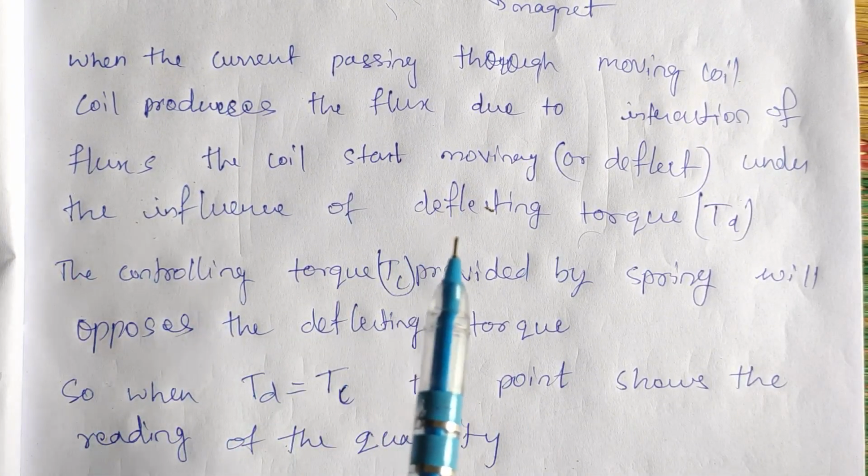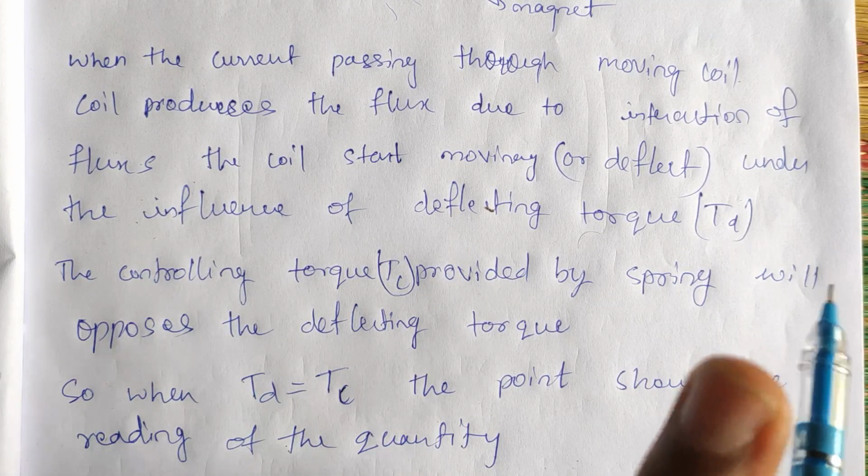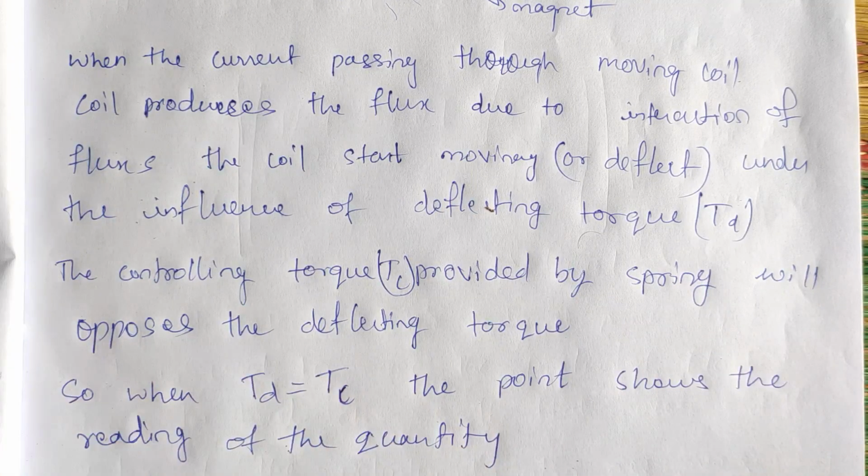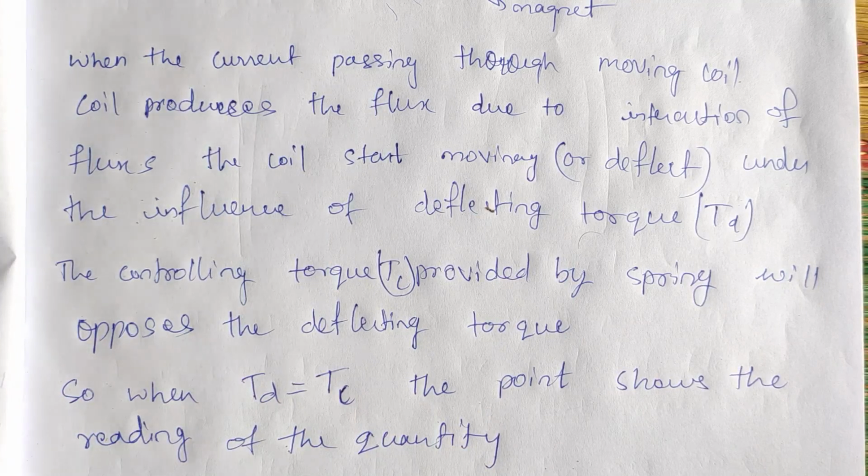Okay, this instrument. Today we have discussed two types. That is active and passive, and the second one is null and deflection type. Okay.